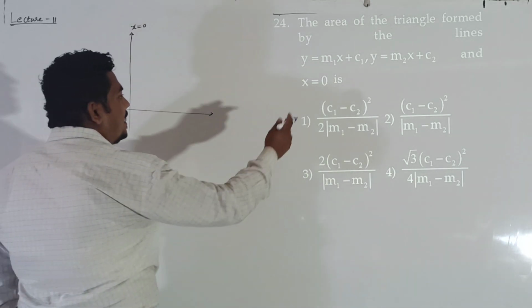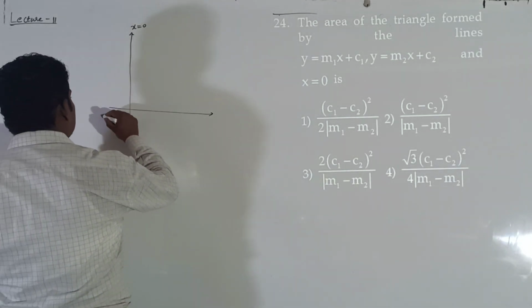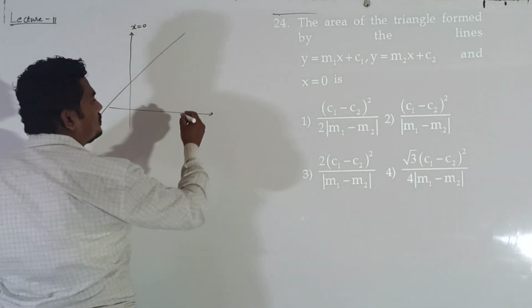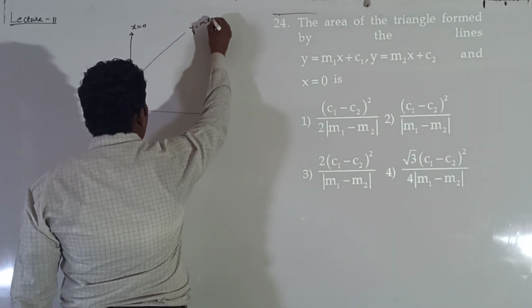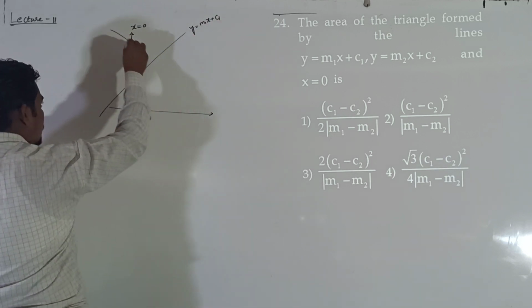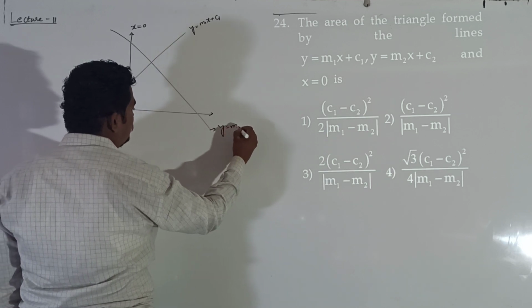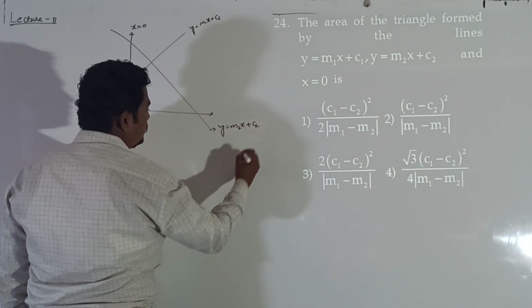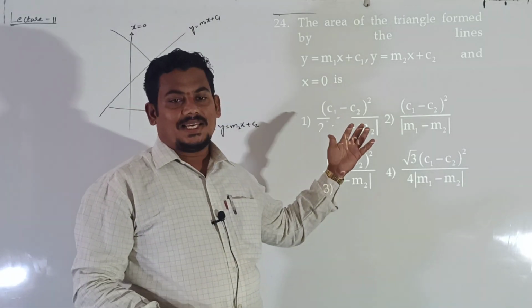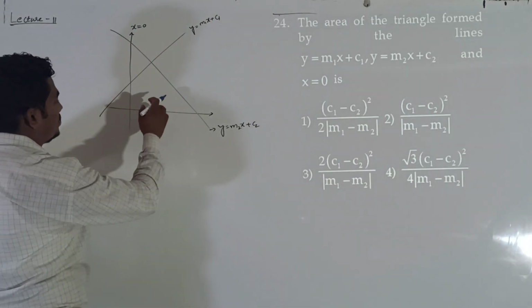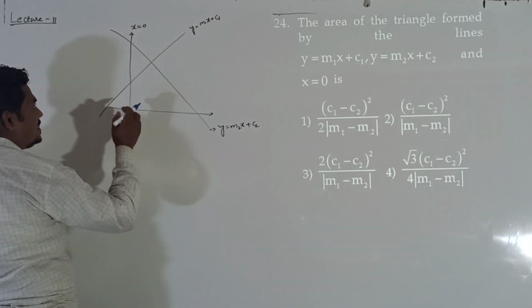Then there are two lines in the form of y equal to mx plus c, right? This is one line. Take this as y is equal to m1x plus c1, and one more line, its equation is y equal to m2x plus c2. Area of the triangle formed by these three lines. Area of triangular region formed by these three lines is.